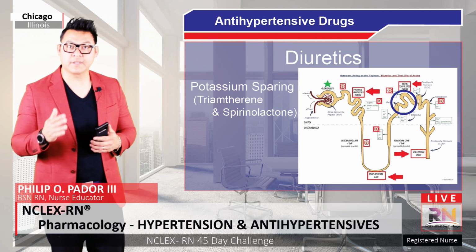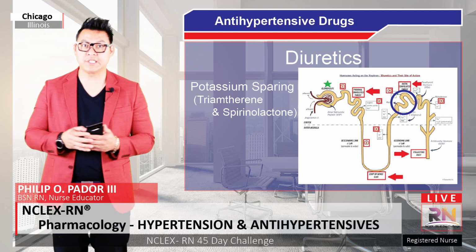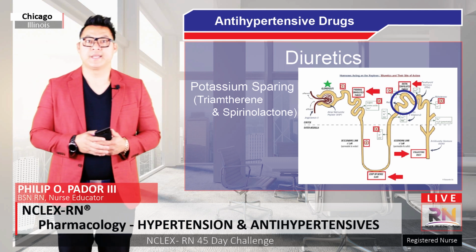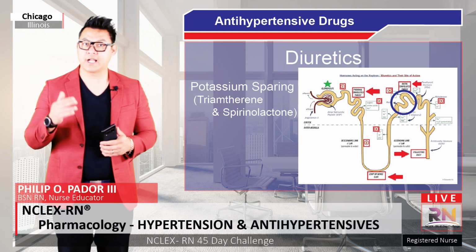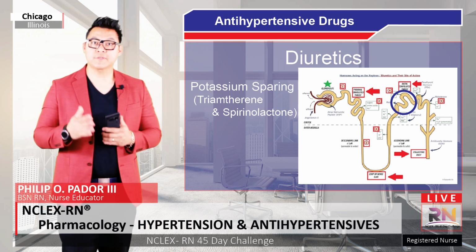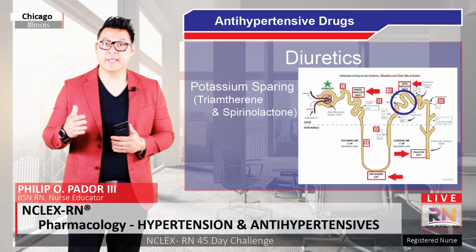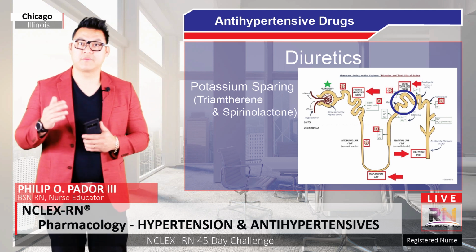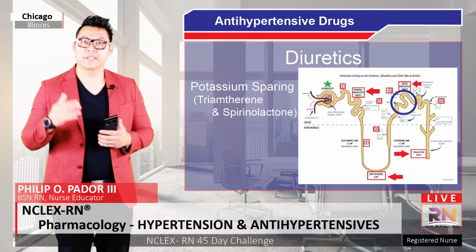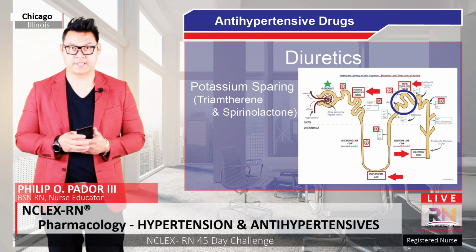Lastly, we have the potassium-sparing diuretics, such as triamterene and spironolactone, which increase diuresis by either interfering with the sodium-potassium exchange in the kidneys or by blocking the actions of aldosterone. Potassium-sparing diuretics are often used in combination with the loop and the thiazide diuretics to reduce the loss of potassium that can occur with the use of these drugs.